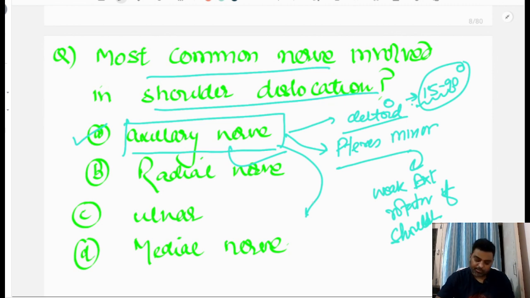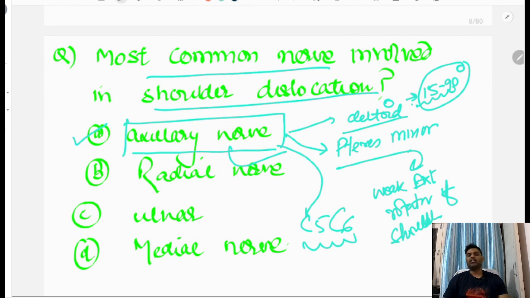Axillary nerve contains fibers from C5 and C6. Very important point which has been asked: in axillary nerve damage, it is the most common nerve involved in shoulder dislocation. It supplies deltoid muscle and teres minor. Deltoid is an abductor from 15 to 90 degrees, and teres minor is a weak external rotator of the shoulder. Please remember, teres minor is a muscle of the rotator cuff, but deltoid is not a muscle of the rotator cuff.